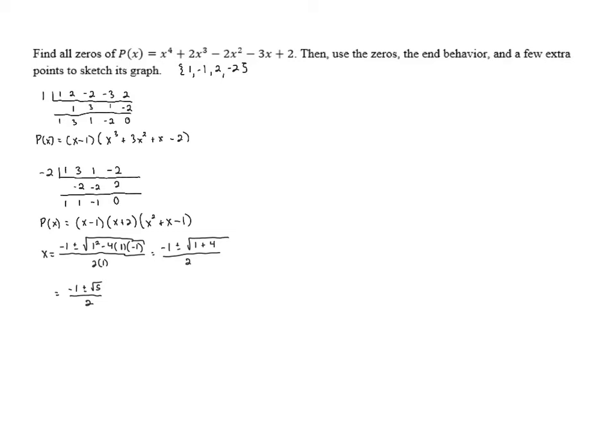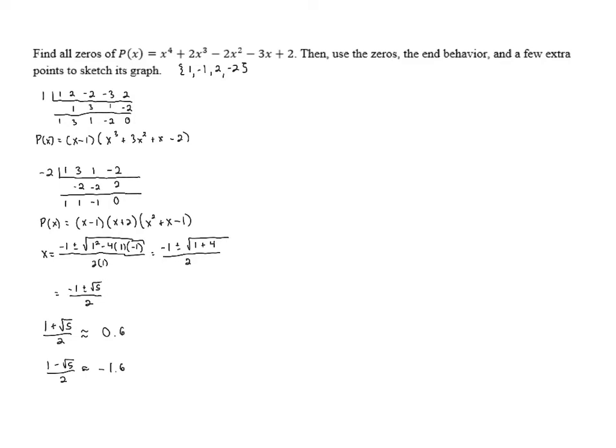Now we want decimal approximations so we can figure out where those are going to go on the x-axis. So we're going to need one for -1 plus the square root of 5 over 2, and also -1 minus the square root of 5 over 2. And if we use a calculator to get approximations, we end up with approximately 0.6, and then approximately -1.6. So our zeros are going to be 1, -2, and then these two expressions which we can approximate like so.